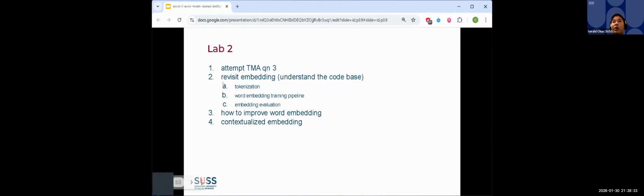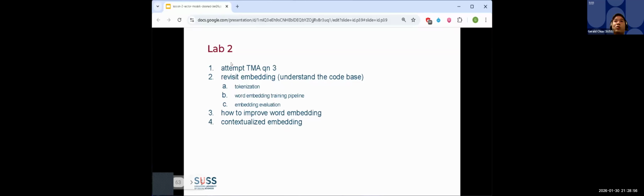So for lab 2, next week we will also revisit the idea of embeddings. We will understand the code bases. When we revisit the idea of embeddings, you still must go back to the same idea of tokenization, how to do tokenization. And then after that, the word embedding training pipeline, how to improve word embeddings, and how to do contextualized embeddings as well.